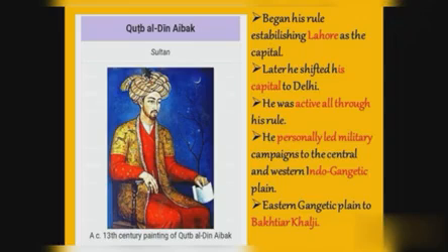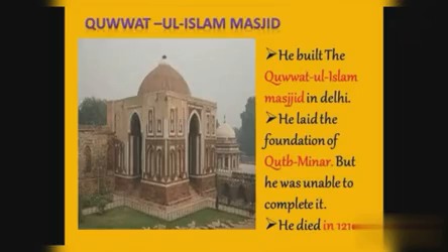Students, look at this picture. This is called Quwwat-ul-Islam Masjid. Aibak built the Quwwat-ul-Islam Masjid in Delhi. This masjid is considered to be the oldest in India. He also laid the foundation of Qutb Minar, but he was unable to complete it. It was later finished by his son-in-law and successor Iltutmish. Qutb-ud-din Aibak died in 1210.